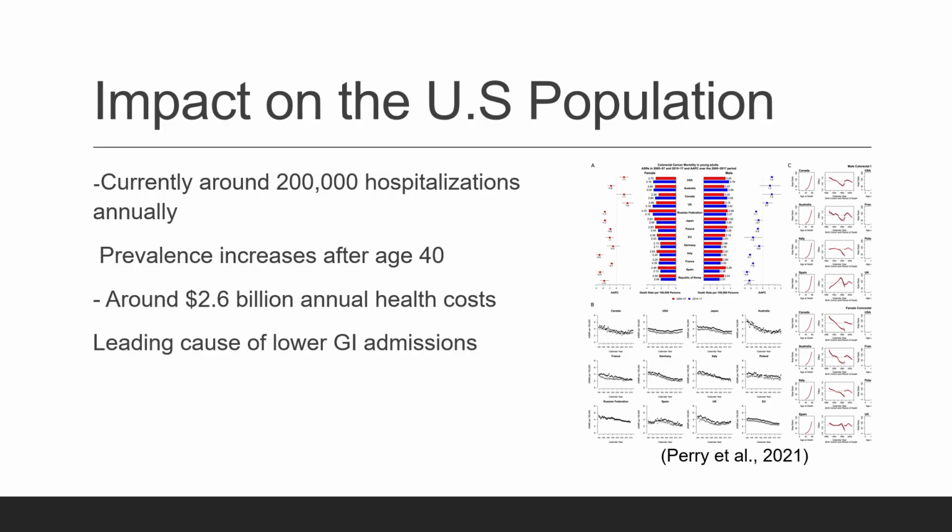Diverticulitis has a significant impact on the U.S. population and the healthcare system. Approximately 200,000 people are hospitalized due to diverticulitis each year, making this the most common cause of lower GI admissions into the hospital. The risk increases with age, particularly after the age of 40.